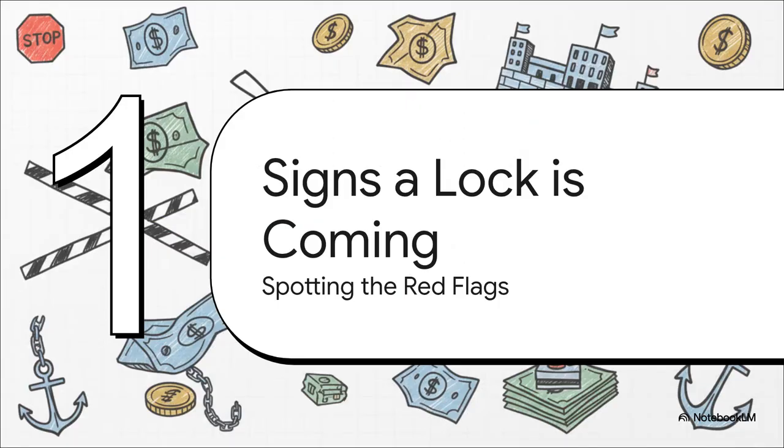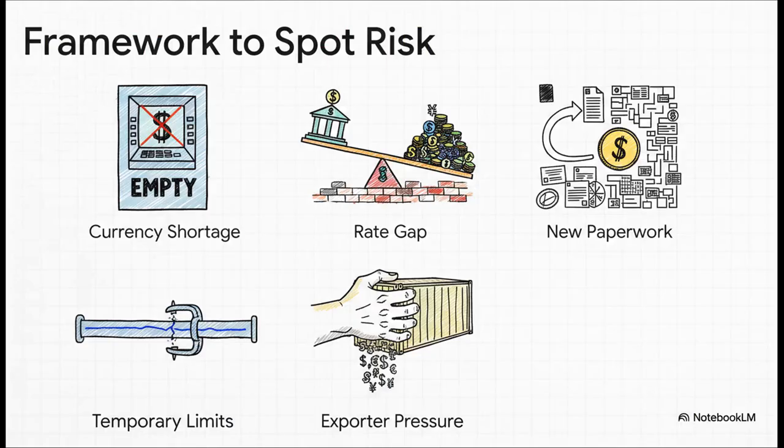Okay, so understanding the what and the why is one thing, but the real power here is learning how to spot the warning signs before that door slams shut. This isn't about predicting the future, it's about understanding the environment. So let's walk through a framework to help you spot the risk early on. Here are 5 key indicators to keep an eye on.